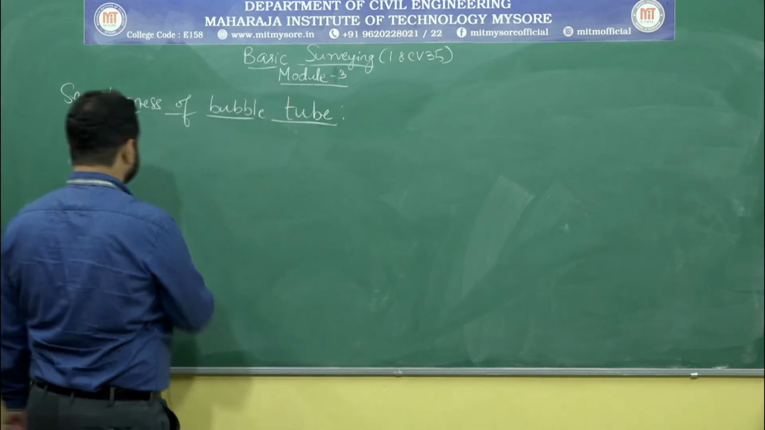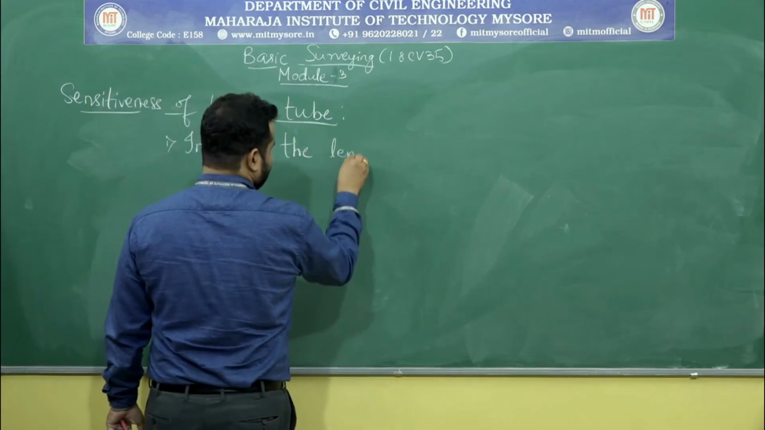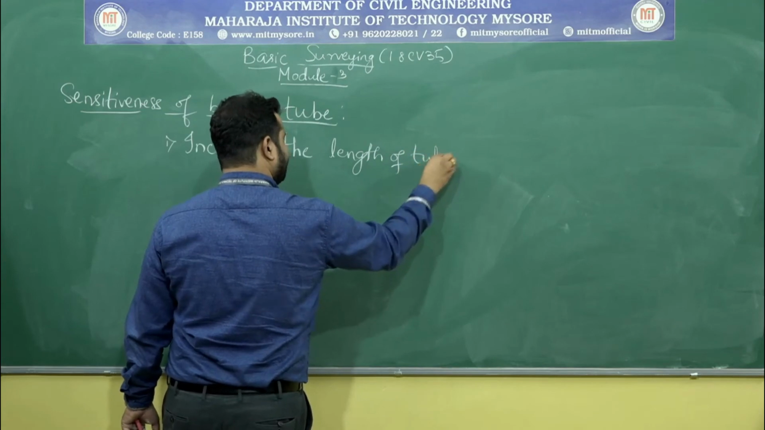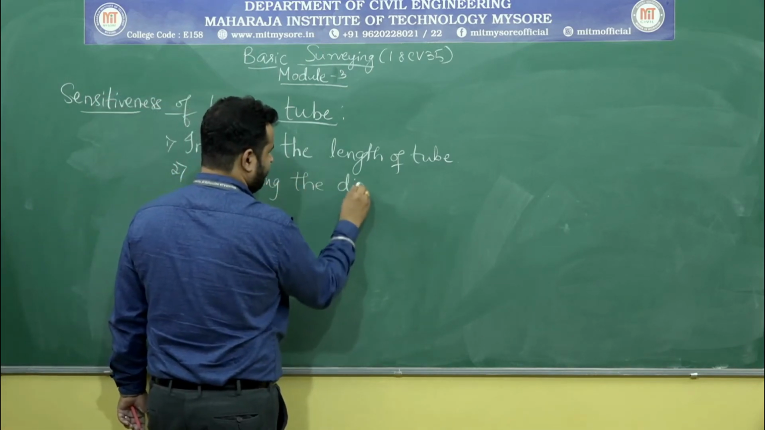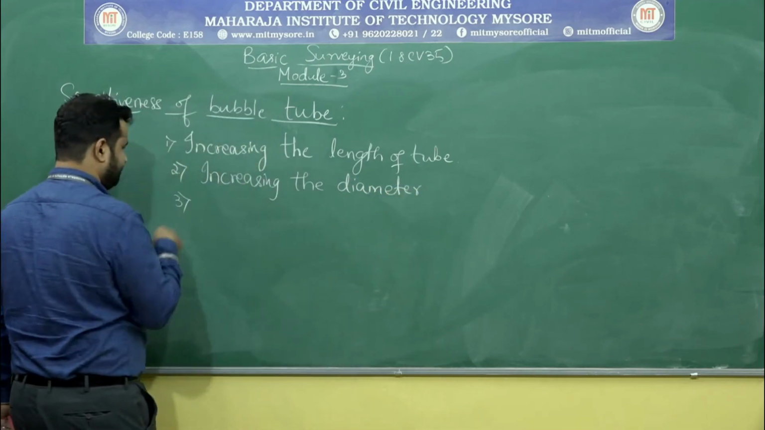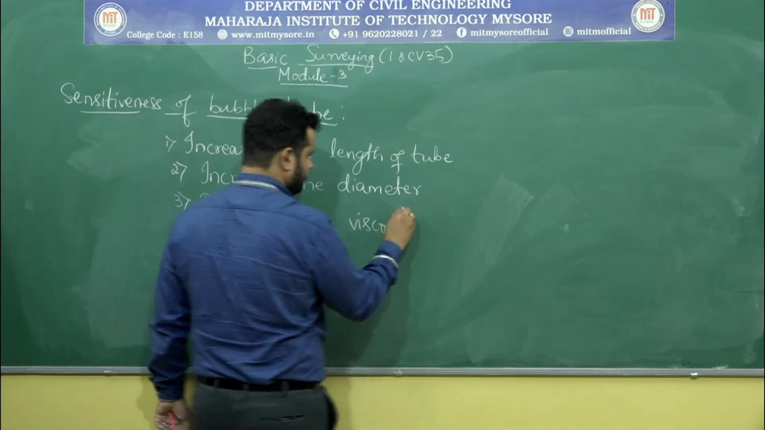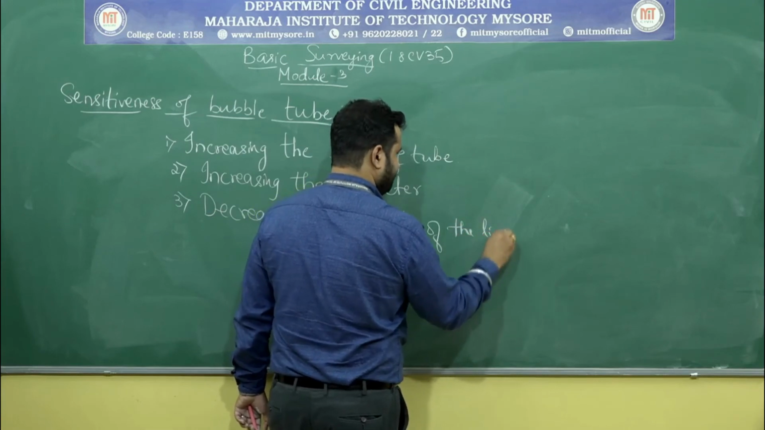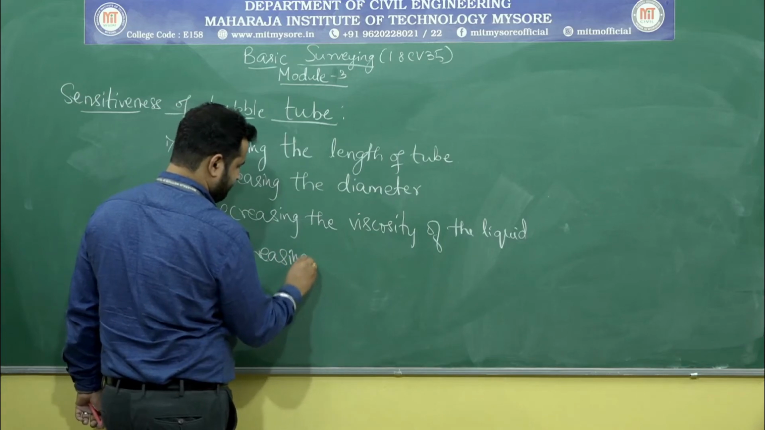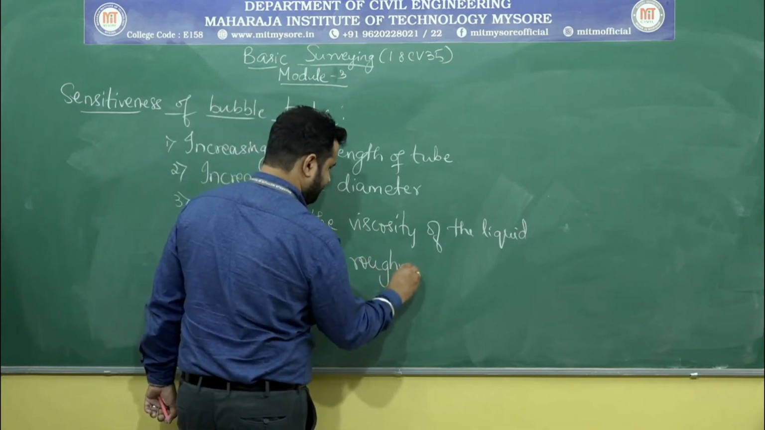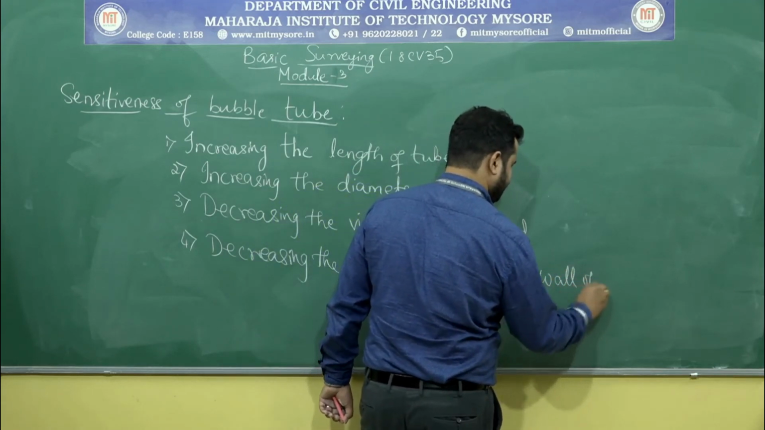Next, how the sensitivity of a bubble tube is increased? It can be increased by increasing the length of the tube, increasing the diameter, decreasing the viscosity of the liquid, and decreasing the roughness of internal wall of bubble tube.